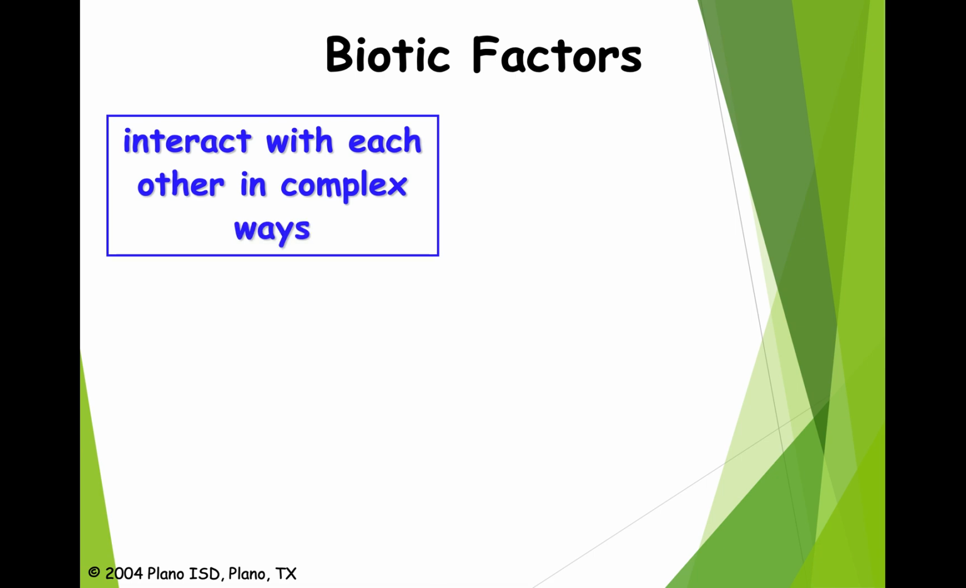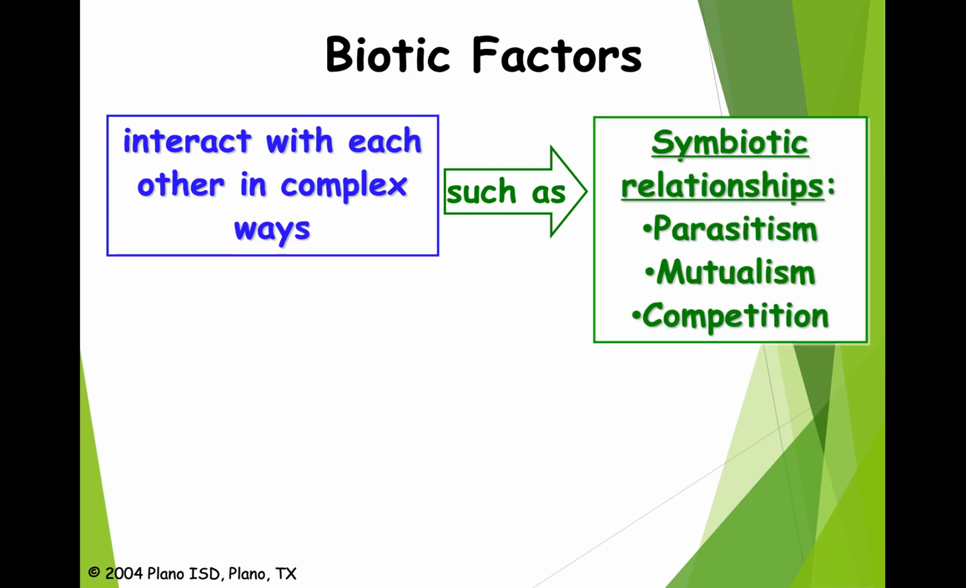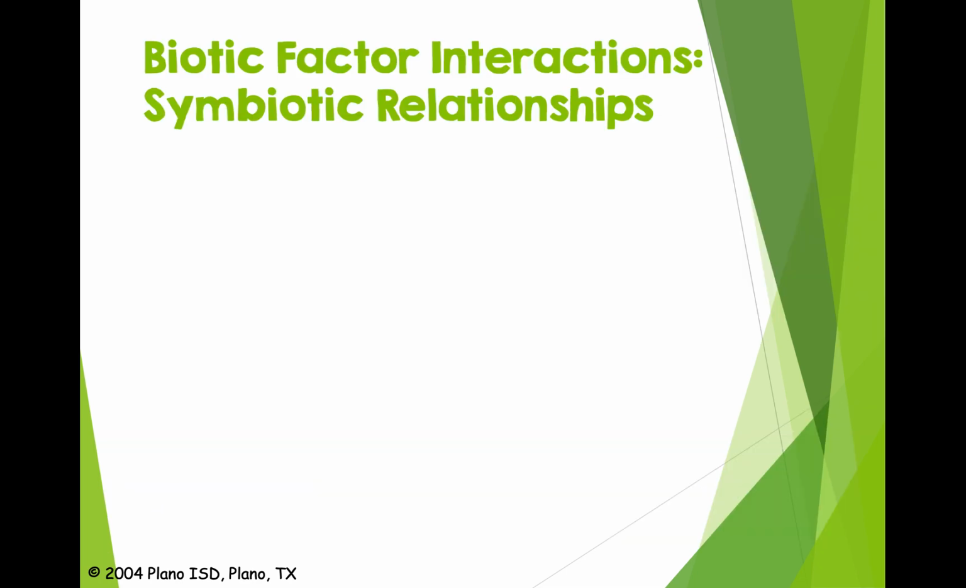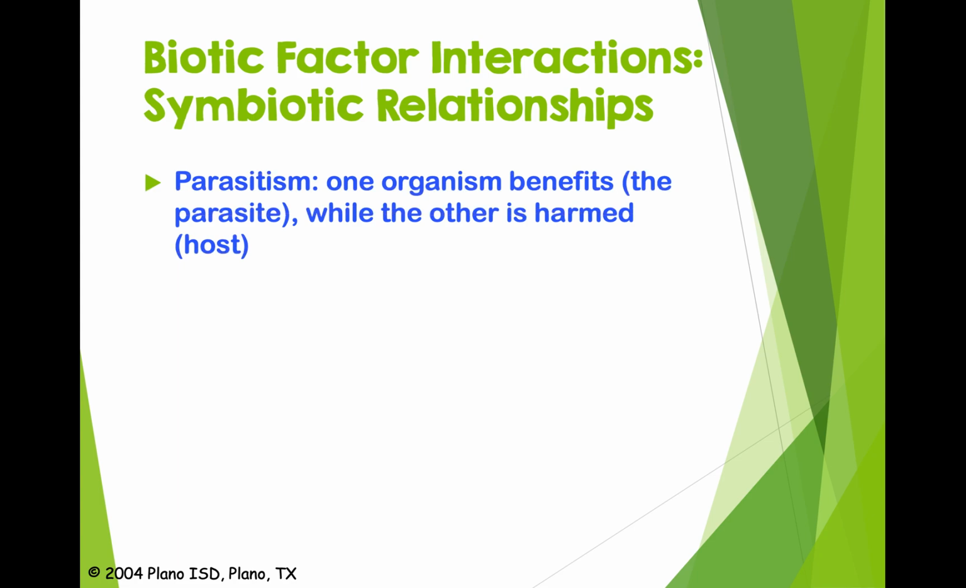Okay, so going back to biotic factors. Biotic factors also talk about how organisms interact with each other. And so we call these things the symbiotic relationships. Okay, and so some of the key ones are parasitism, mutualism, and competition. We're going to talk about commensalism, predation as well. Okay, so these things look like, wait for it, like so.